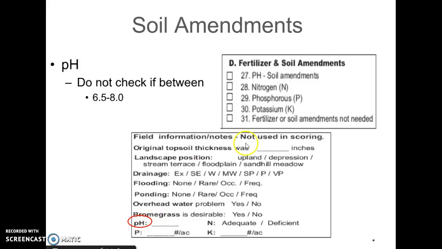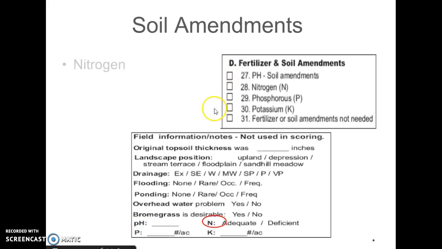pH will be given to you in the field information notes. It's found here at the bottom, and you can write it there and then check accordingly to your boxes. The second one is nitrogen. The only time you check number 28 is if in the field given information notes you are told that it is deficient. If it is deficient, you'll come over to number 28 and you'll put a check. If it is adequate, you will not check number 28.